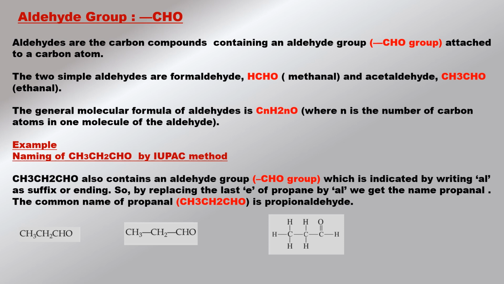The carbon atom of the aldehyde group is attached to either a hydrogen atom or an alkyl group. The aldehyde group is sometimes called aldehydic group. The compounds containing aldehyde group are known as aldehydes. The examples of compounds containing an aldehyde group are methanal and ethanal. An aldehyde group always occurs at the end of a carbon chain. The carbon atom of the aldehyde group is attached to only one alkyl group.